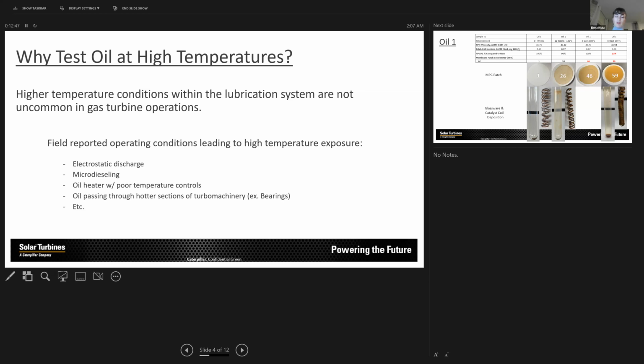So the area around the heater tends to degrade the oil, and the oil passing through some of the hotter sections of the turbo machinery, especially in the bearings. So again, the situation where the oil is being subjected to higher temperatures is unfortunately fairly common in the operation of a turbine, and especially a gas turbine.